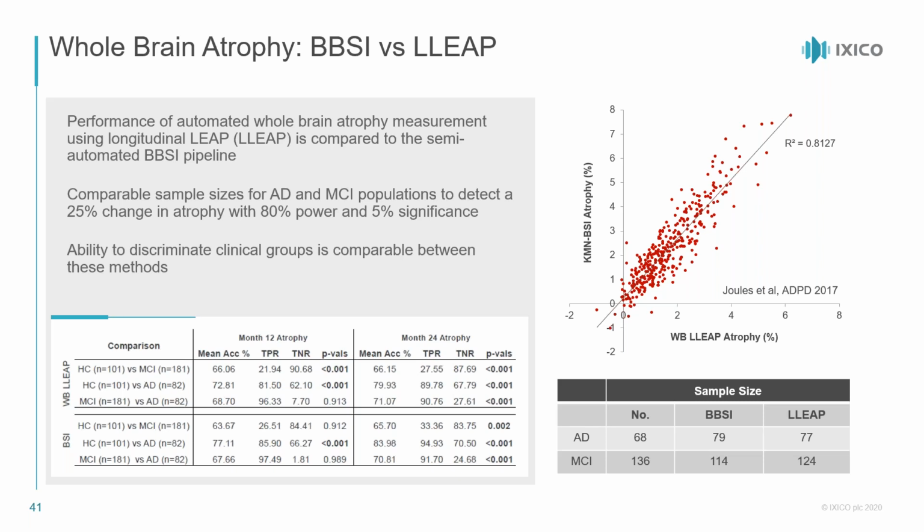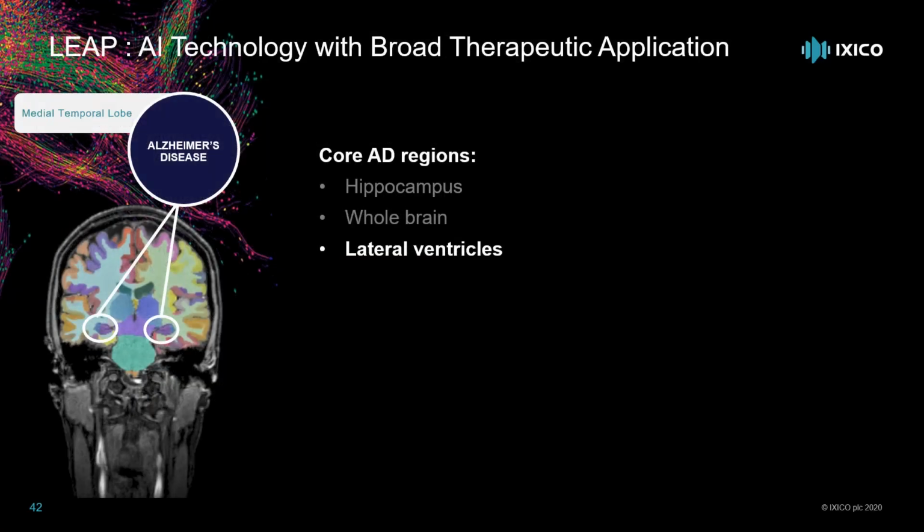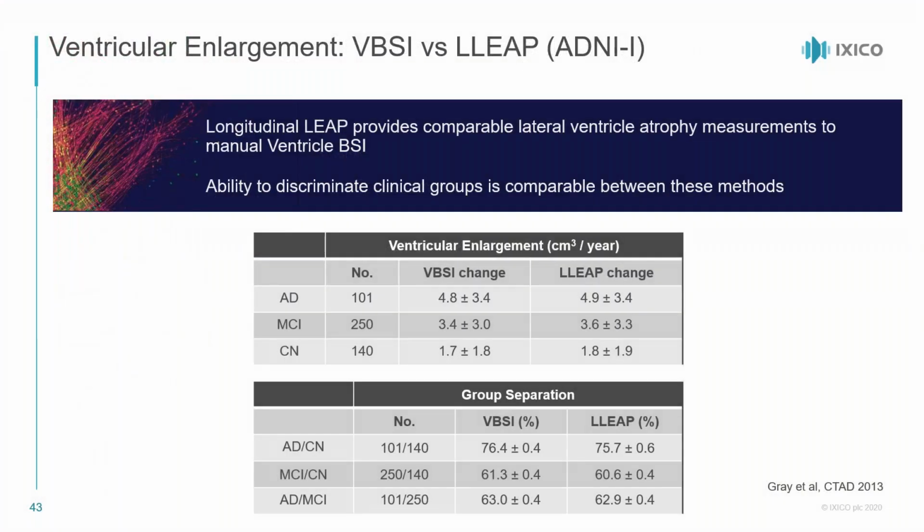comparable results with the BSI, with significantly correlated volume estimates and sample sizes, again necessary to detect 25% change in atrophy, as shown on the right, as well as sensitivity to predict clinical groups from volume alone, as shown in the lower table. And very quickly as well, lateral ventricles were also validated with a very similar approach. Again, semi-automatically initialized BSI was used as a reference method, and we see that LEAP performs comparably in estimating absolute volume changes, but also in terms of group separation, where there was no significant difference between the methods.